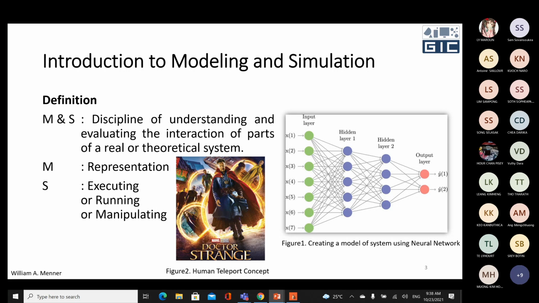However, our system is a theoretical system or a real system, so the way that you try to represent it is by something. Those we call modeling.